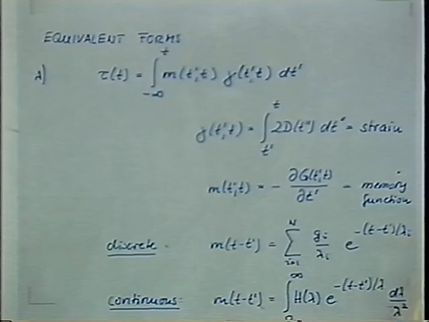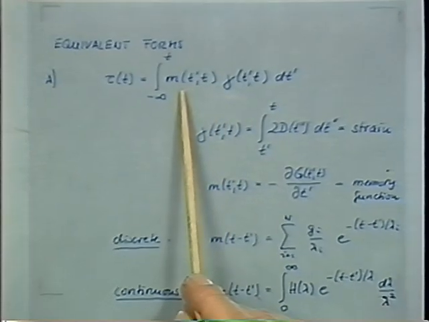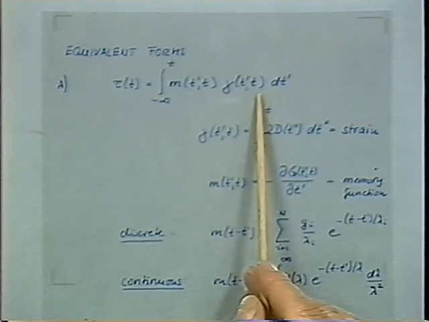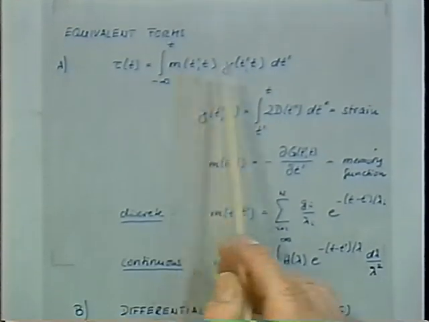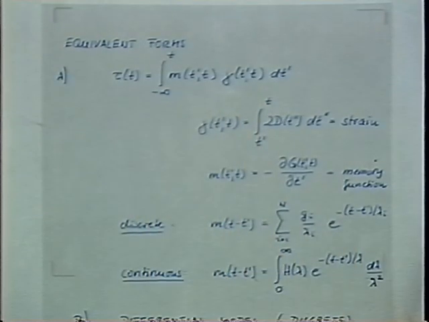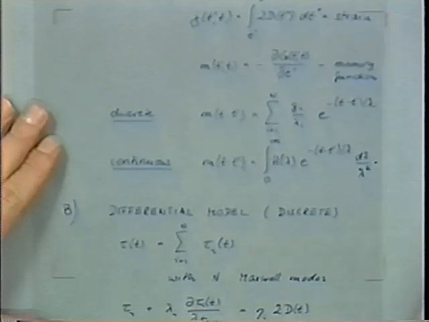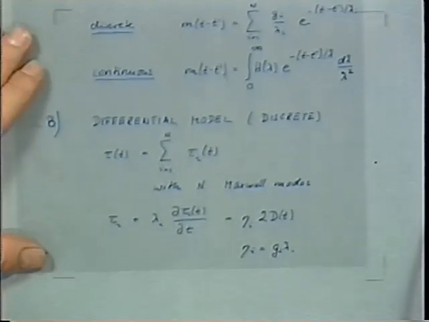Here is a Boltzmann equation with a memory function. This is the time derivative of the modulus, and it's formulated here with a strain. Before we had the relaxation modulus and strain rate. So that's a very common formulation, and the memory function again can be formulated in discrete and continuous form.